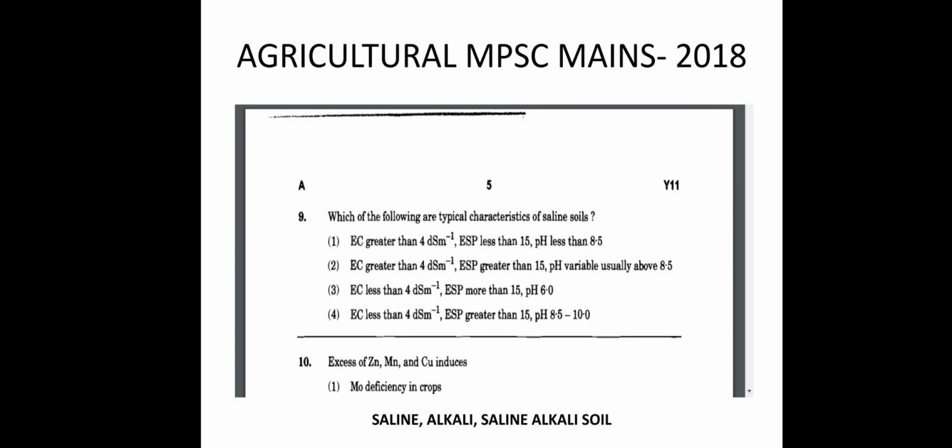So the answer is EC is greater than 4 decisiemens per meter, ESP less than 15 and pH less than 8.5.